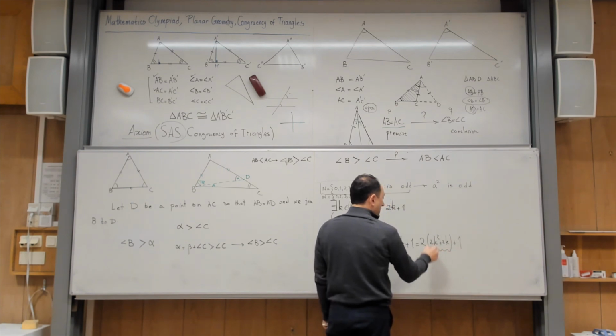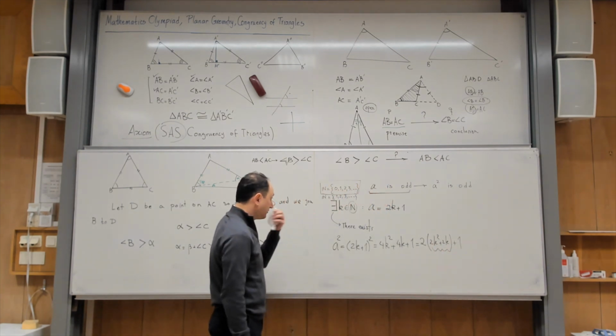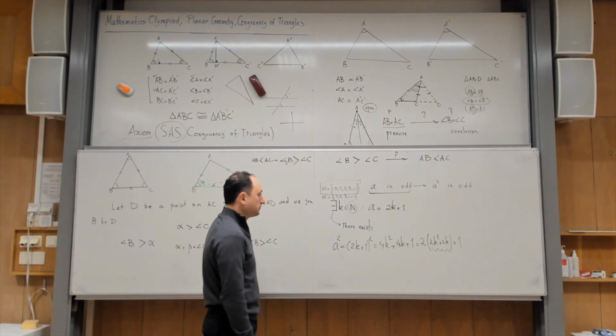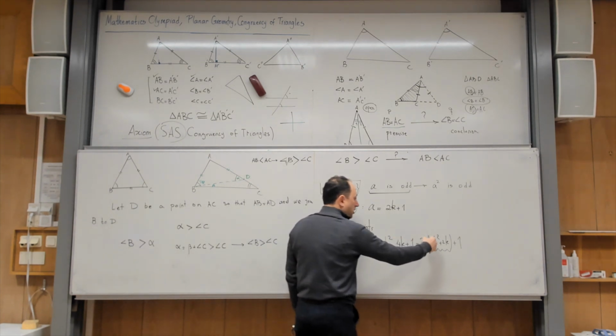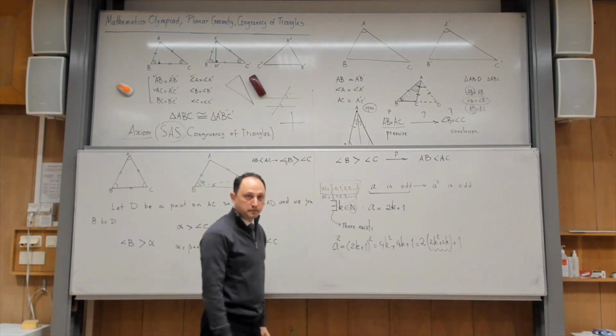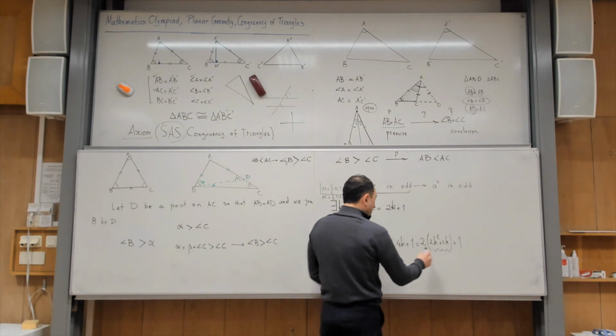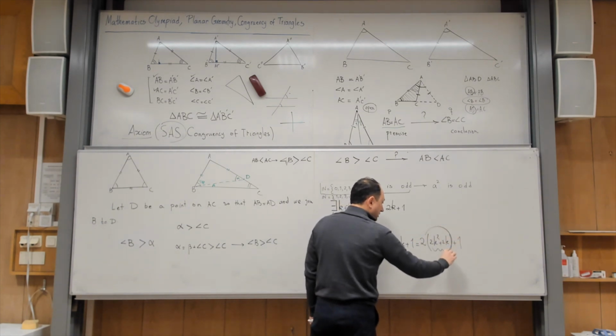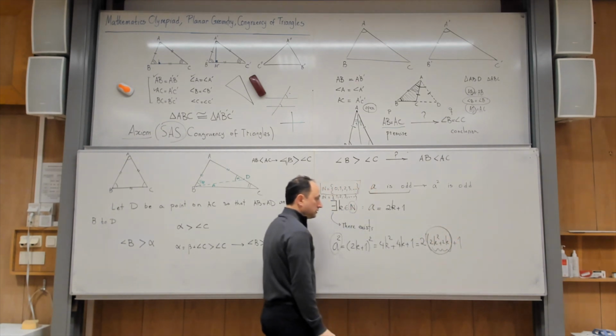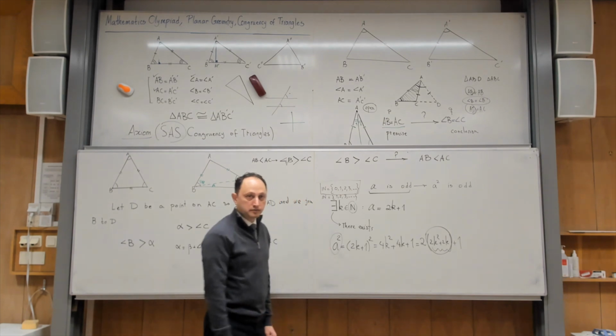What type of number is this if k is a natural number? I hope that you agree with me that if k is a natural number, this combination is also a natural number. So then, look, A squared is 2 times a natural number plus 1. So this means A squared is odd.